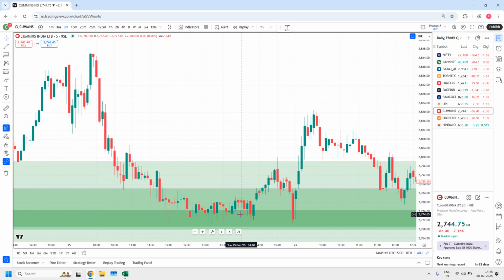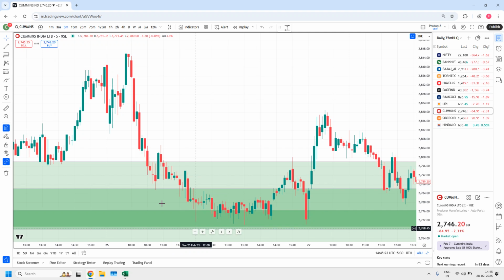And then again it came to the same zone. Again it gave a move. That way, if prices are giving multi-testing, we can consider it could be a high liquidity zone. But if it stayed here the entire day, you can't say this is high liquidity.